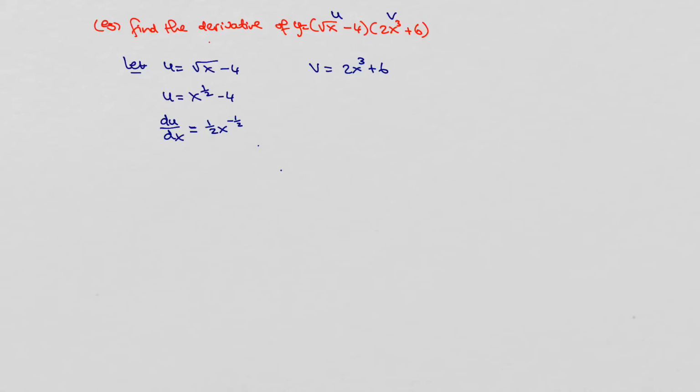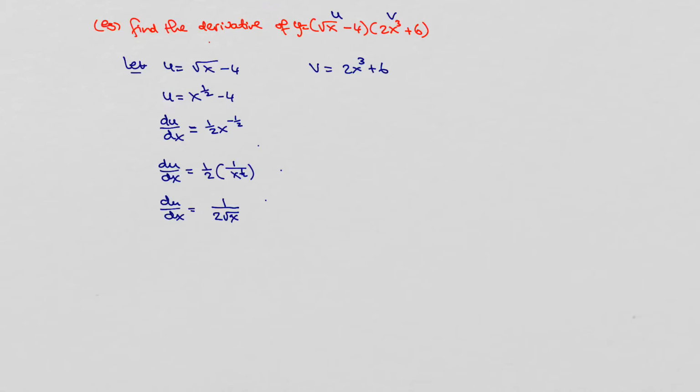So if we were to tidy that up, that's a half times x to the power of minus a half. So minus means 1 over x to the power of a half. And of course, x to the power of a half is root x. So therefore, that's a half times 1 over root x. So in other words, 1 over 2 root x.